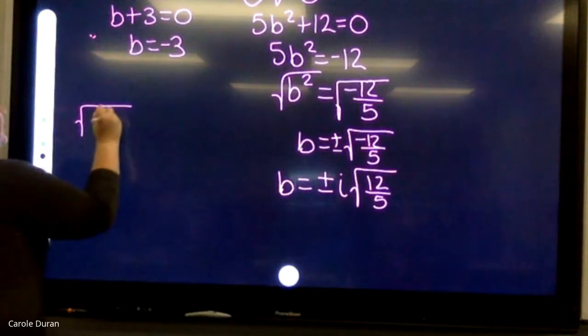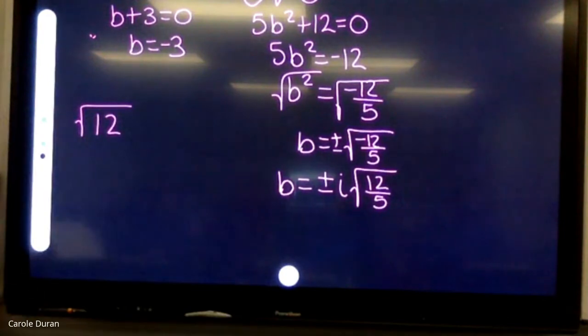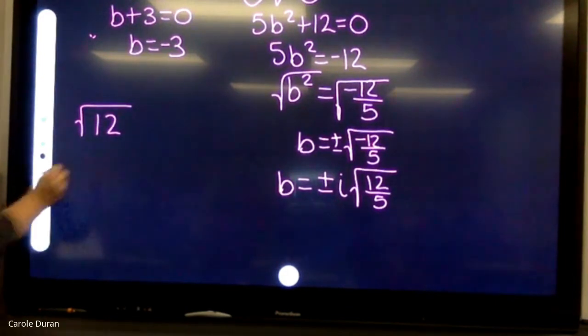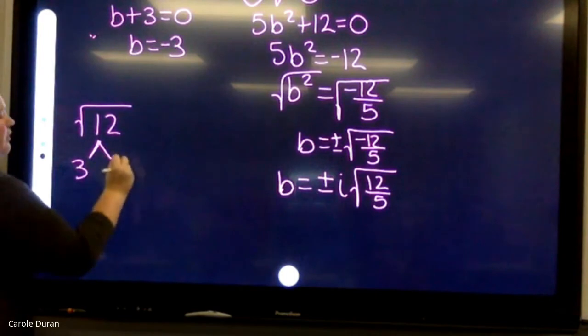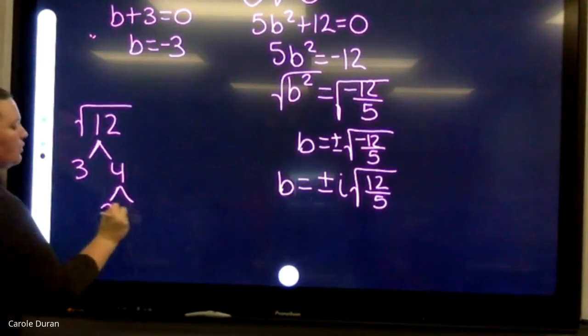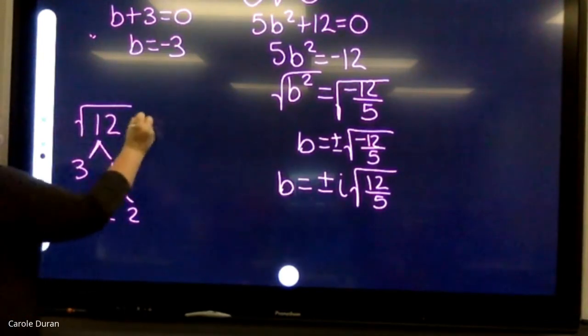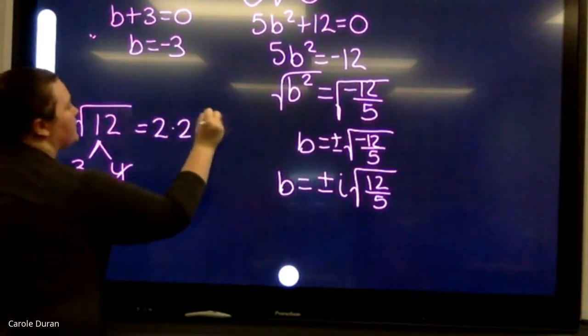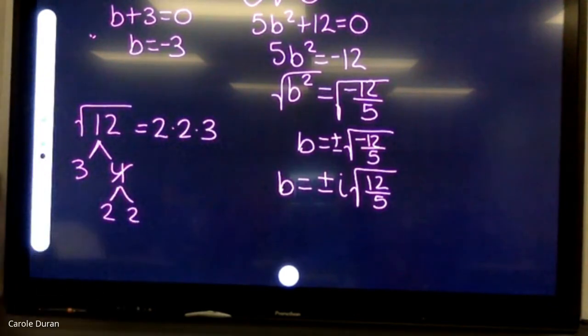So we're going to take that square root of 12 and I'm going to show you how we're doing it. What multiplies together to get 12? 4 and 3. 3 is prime, 4 is not, so I can break it down farther. What multiplies together to get 4? 2 and 2. So that means 12 is equal to 2 times 2 times 3. This is called our prime factorization.